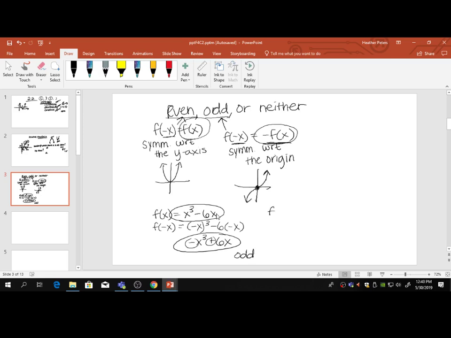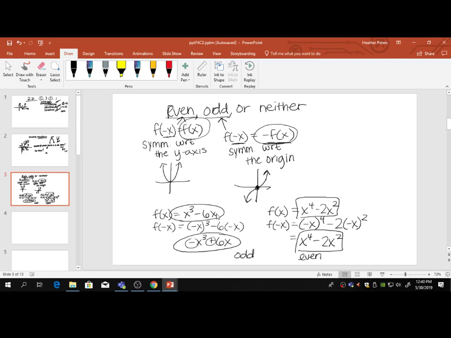Okay, let's say you have another one like f of x equals x to the 4th minus 2x squared. So you'll plug in a negative x. It gives you a negative x to the 4th minus 2 times negative x squared. Okay, negative x times itself 4 times is actually a positive x to the 4th. And then negative x times itself twice is a positive x squared. So if you notice, you have the same exact function as you started out with. So this is going to be even.